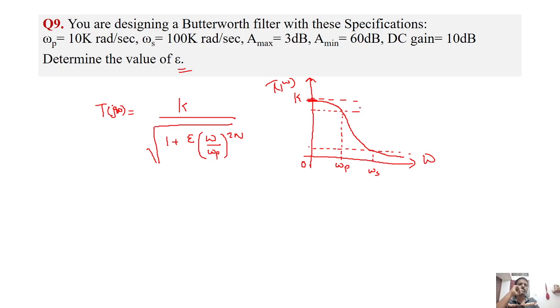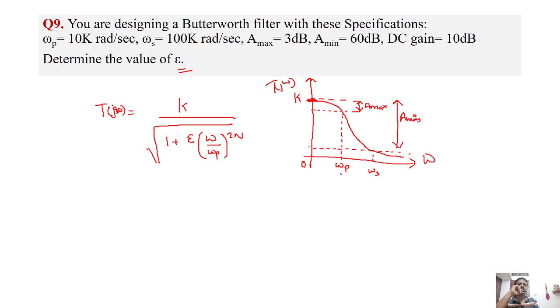At omega p, what is A max? A max is the maximum gain change from the DC gain at omega p. And what is A minimum? A minimum is the minimum change in the gain from DC at omega s. So these are the values that I begin with.